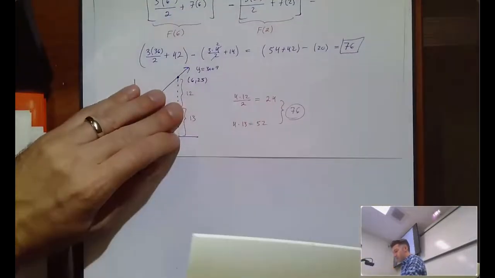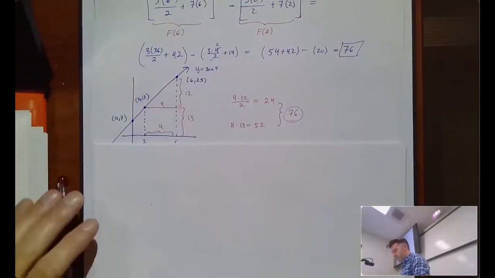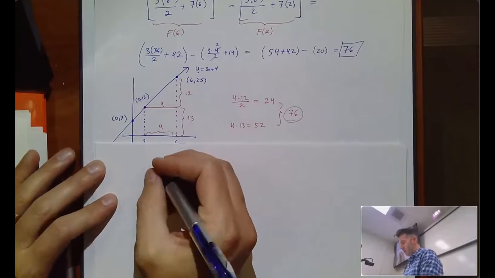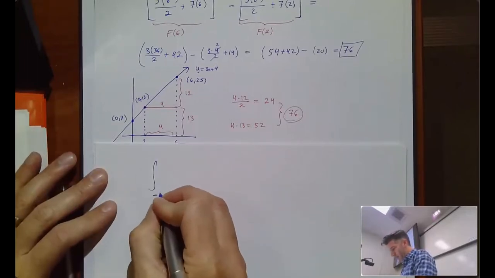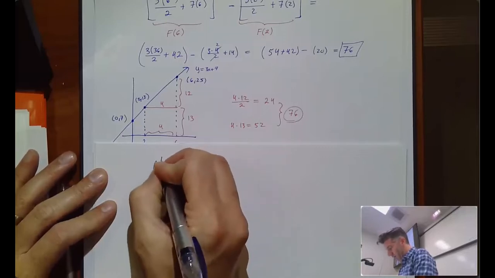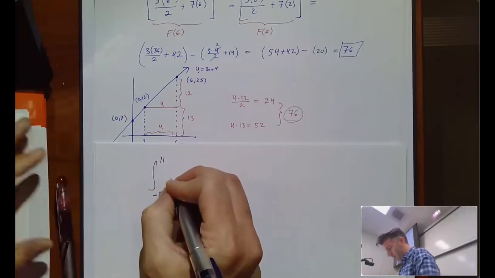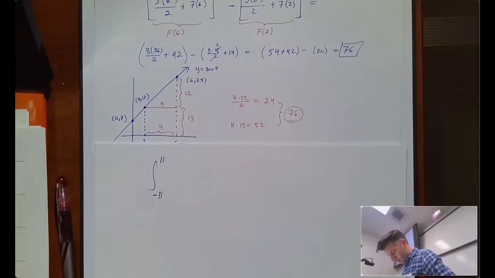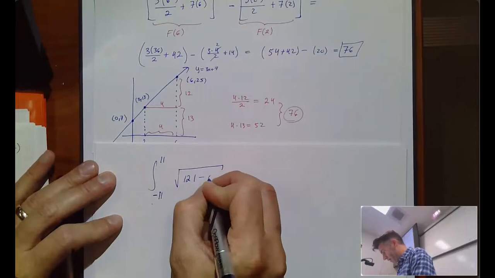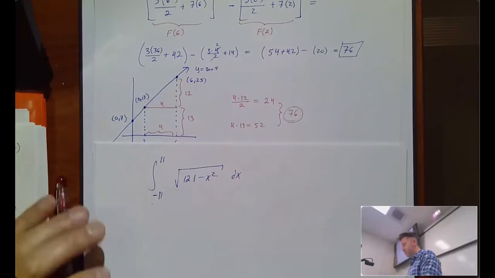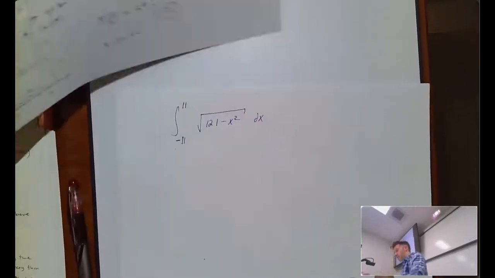So let's say I wanted to calculate the following. The integral from, let's make it fun, negative 11 to 11 of, let's make it even more interesting, the square root of 121 minus x squared dx. That's what I want to find.